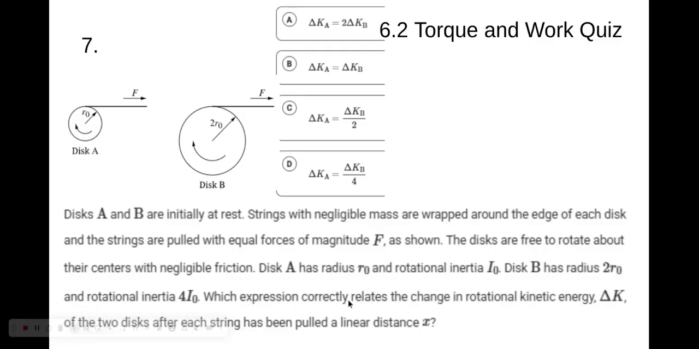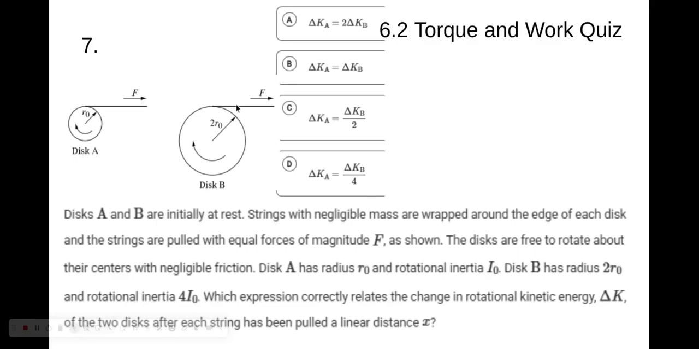Which expression correctly relates the change in rotational kinetic energy of the two disks after each string has been pulled the same linear distance? So just looking at this now, they're pulled the same linear distance. That suggests to me the kinetic energy is going to be equal, which we answered B. But let's take a look at that. So the change in kinetic energy is going to equal your work. Work is going to be tau times the change in angular displacement, which we're not given.